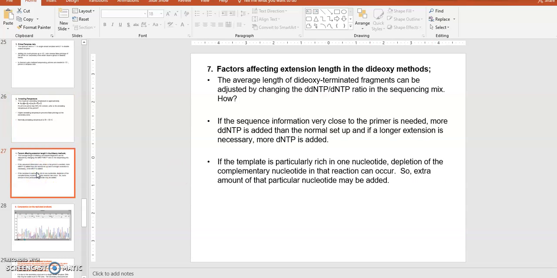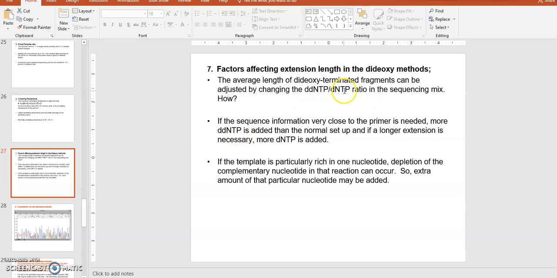And then the factors that can affect the polymerization of your replicated product. You're going to add dideoxynucleotide in your sequencing reaction, right? So it depends on how much dideoxynucleotide you add. What is the ratio between the dideoxynucleotide you add and the normal deoxynucleotide? That determines how frequently your replicated product will be terminated. If you want to intentionally terminate your replication early so you can get the sequence information very close to your primer end, then you can add more dideoxynucleotide than normal.